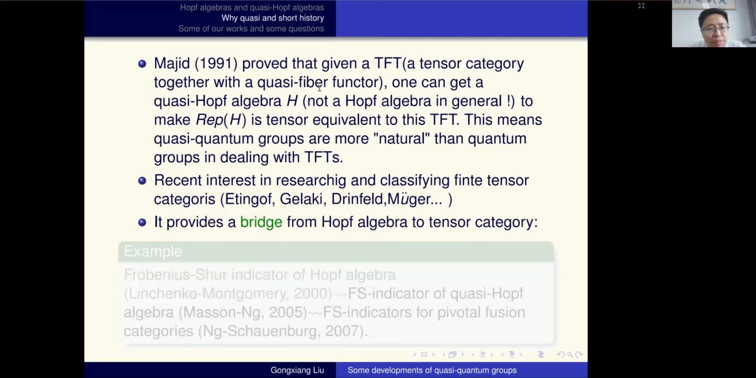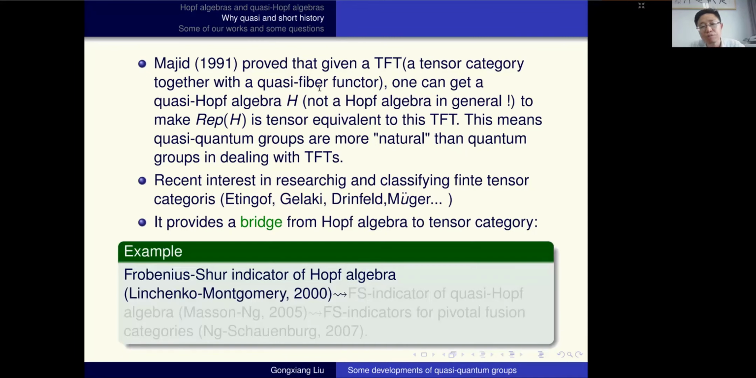Also, another point is that it provides a bridge from Hopf algebras to tensor categories. You know, Hopf algebra is more or less quite a bit more special than quasi-Hopf algebra. So quasi-Hopf algebra becomes a bridge between Hopf algebras and general tensor categories. For example, I'll just take an example to convince you this is also useful. For example, the Frobenius-Schur indicator. We know the Frobenius-Schur indicator is introduced, of course, by Frobenius and Schur. Oh, so sorry, there's a letter missing. Okay, Frobenius-Schur indicator.